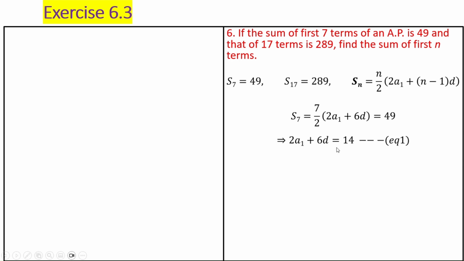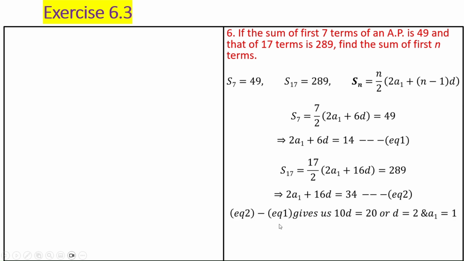First equation is 2a1 plus 6d equal to 14. From S7 I get that, and from S17 I get the second equation, that is 2a1 plus 16d equal to 34. If I subtract both of them, I get d equal to 2, and if I substitute the d value in one of the equations, I get a1 as 1. Now once I have all the values, the sum of n terms, if I simplify, I get n square. This is the general equation.